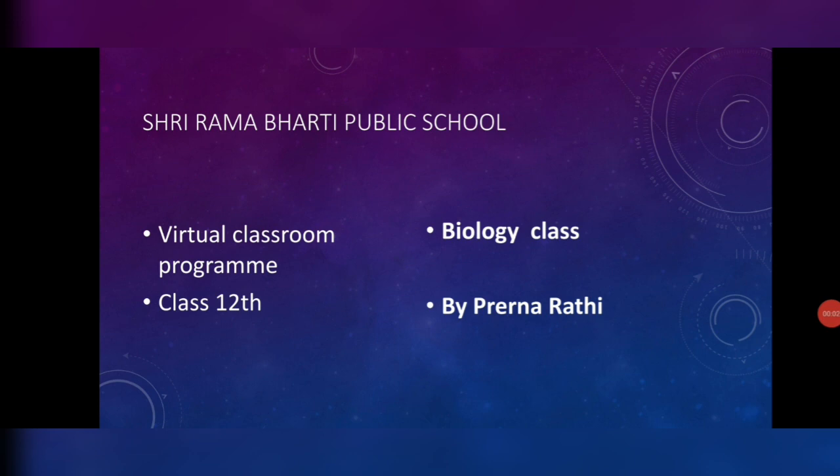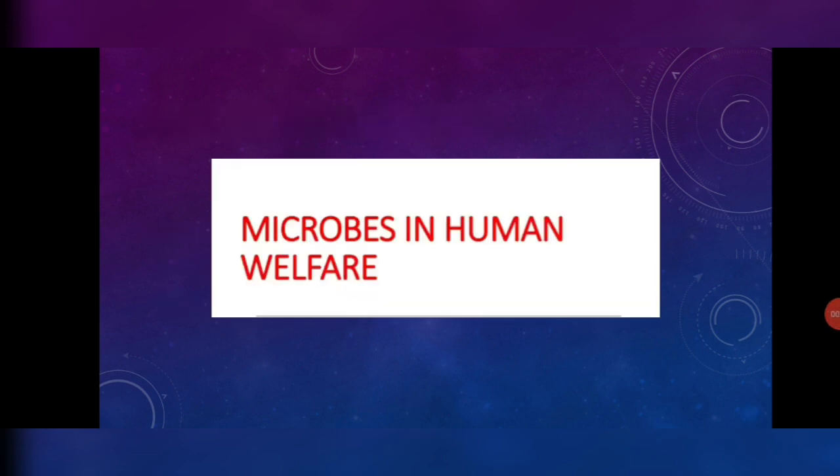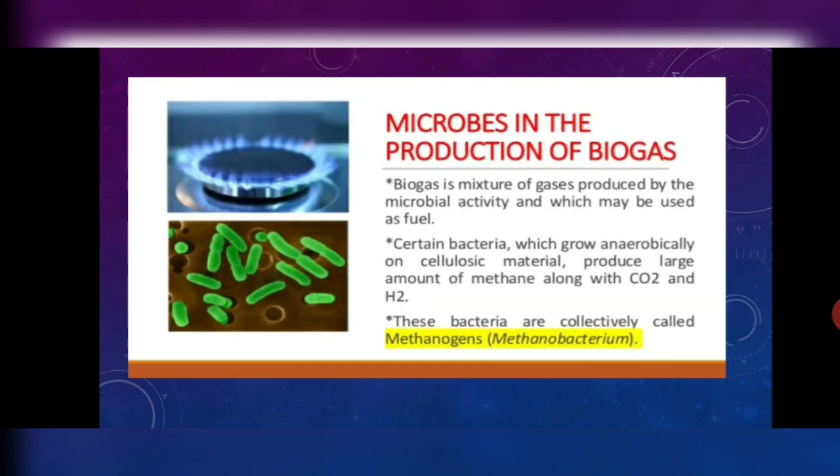Okay students, so let us start today's class. We've already done microbes and human welfare part 1. Today we will be dealing with microbes in the production of biogas. Though when we discussed the sewage treatment plant, one part of it, the anaerobic digester, was already performing this function of biogas production. But we are going to discuss, as such, when we are projecting towards the production of biogas alone, how it is done.